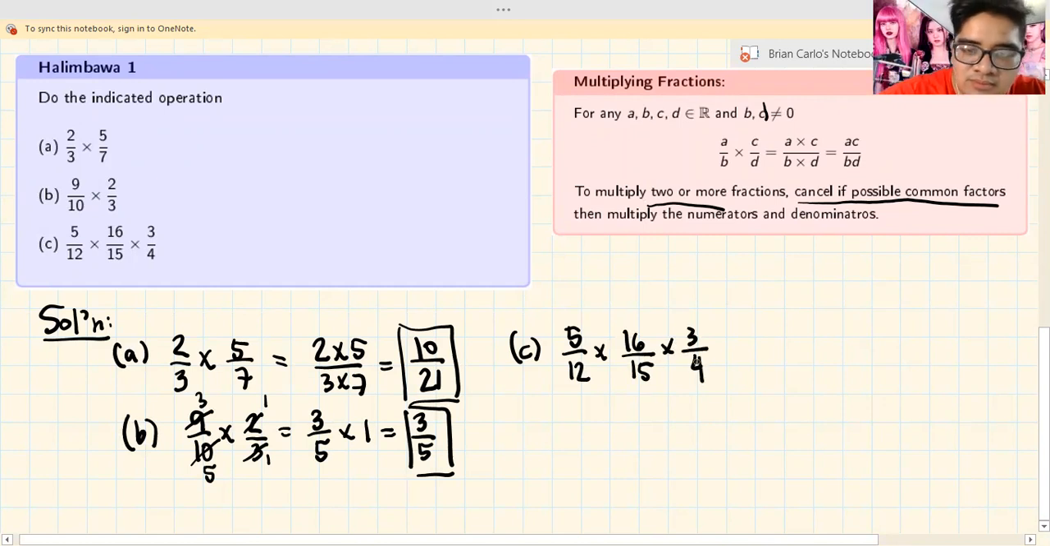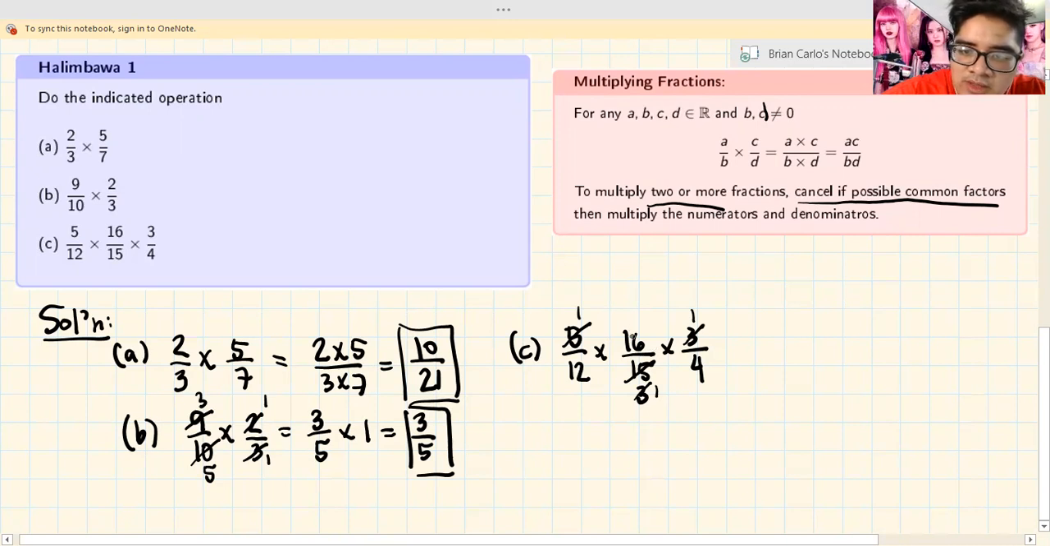Paano yan? Makikita natin clearly, pasok yan, di ba? Yung 5, pasok sa 15 ng 3 times. May nakita kang 3 dito, so cancel din to. 1 yan, 1 yan. Ito, 1. Para di kayo malito, lagyan nyo ng 1 yung place nung kinancel nyo kasi baka makalimutan nyo.